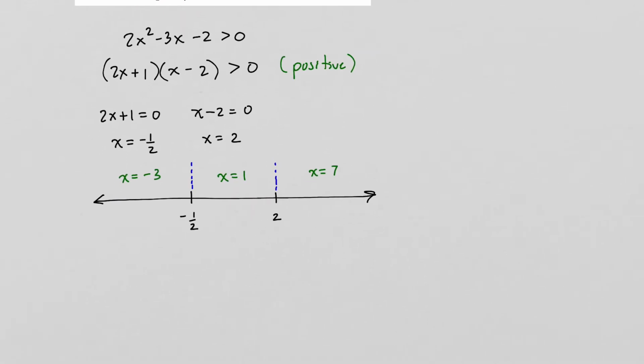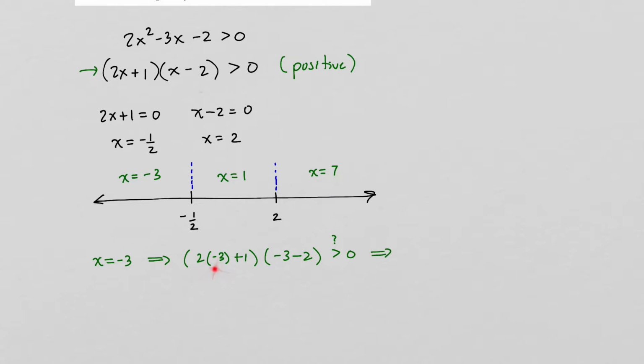Just make sure that the number that you select is in that particular region. And then I'm going to test each one of those numbers by plugging it into the factored version of the inequality. So I'm going to plug each of these 3 numbers, one at a time, into this inequality to see if it's true or false. I will start by testing the number negative 3. If we plug in x equals negative 3, we get 2 times negative 3 plus 1 times negative 3 minus 2 is greater than 0. And I like to put a question mark here because we're trying to determine if this is true or not.